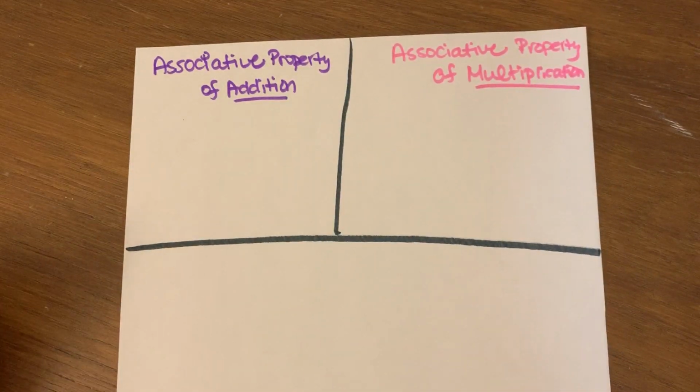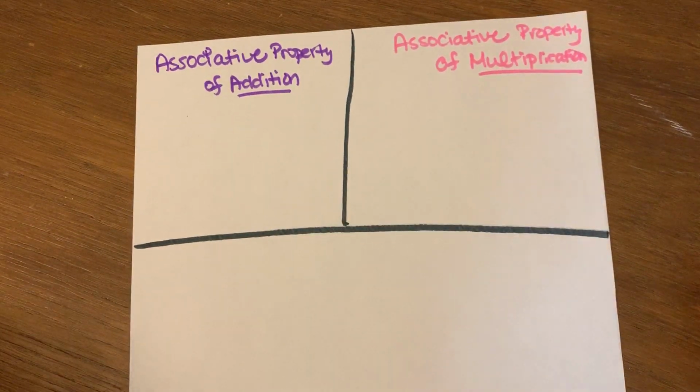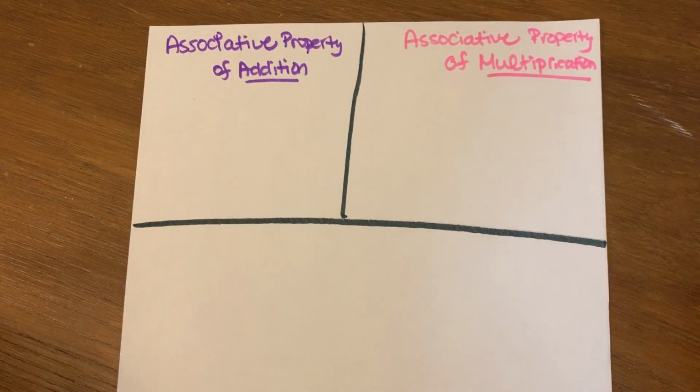Today there is one more property of multiplication that I want to introduce to you. This property is the associative property of multiplication. It states that the way in which numbers are grouped does not change their product, which also means that the order in which you multiply numbers does not change the answer.